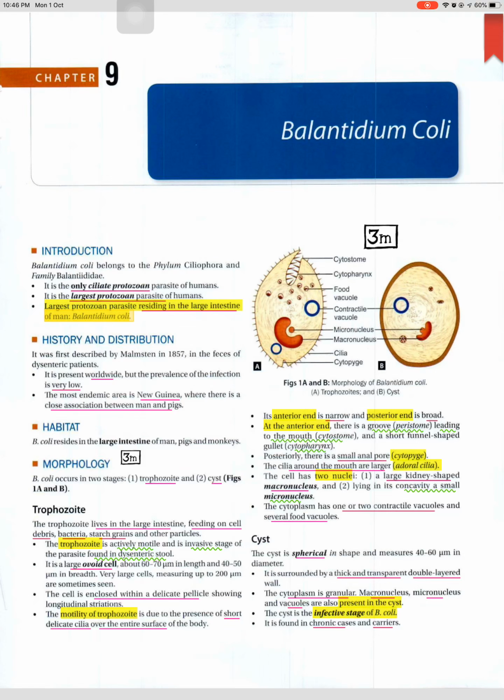Balantidium coli. History and distribution. It was first described by Malmsten in 1857, in the feces of dysenteric patients. It is present worldwide, but the prevalence of the infection is very low. The most endemic area is New Guinea, where there is a close association between man and pigs. Habitat: B. coli resides in the large intestine of man, pigs and monkeys.